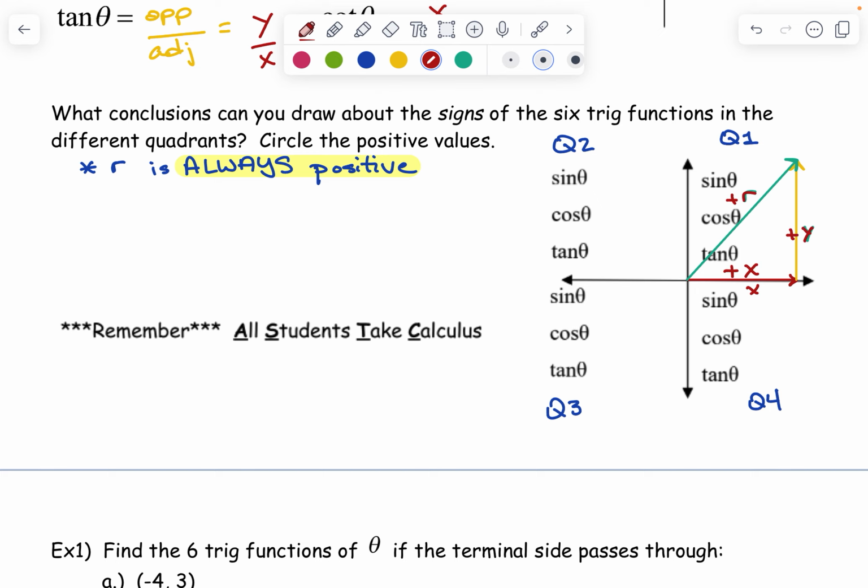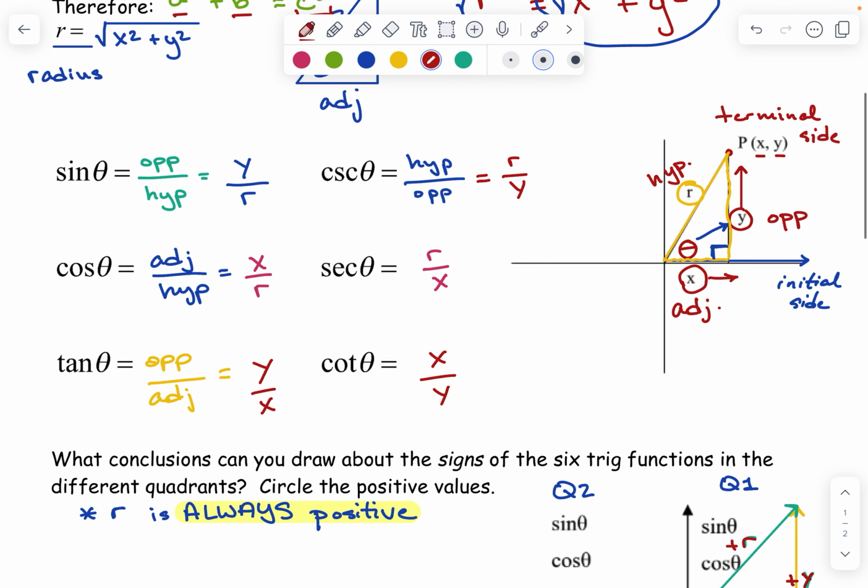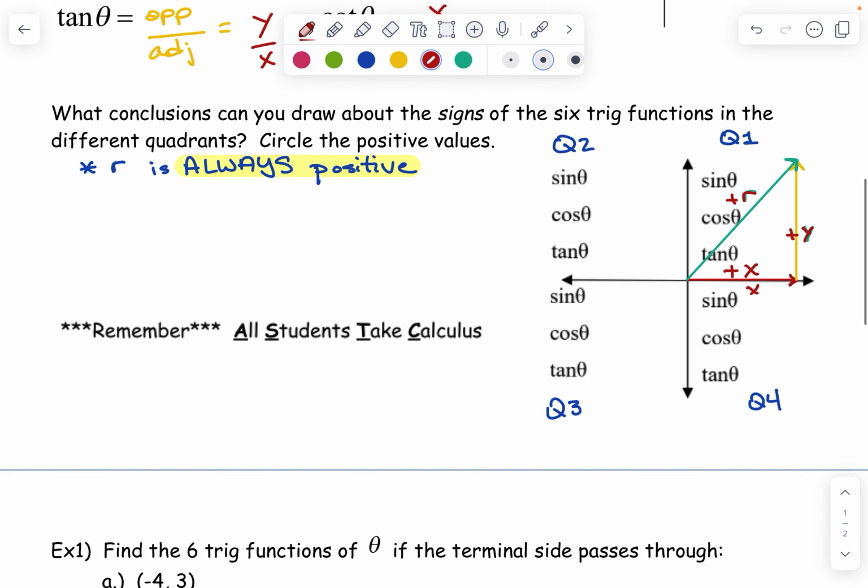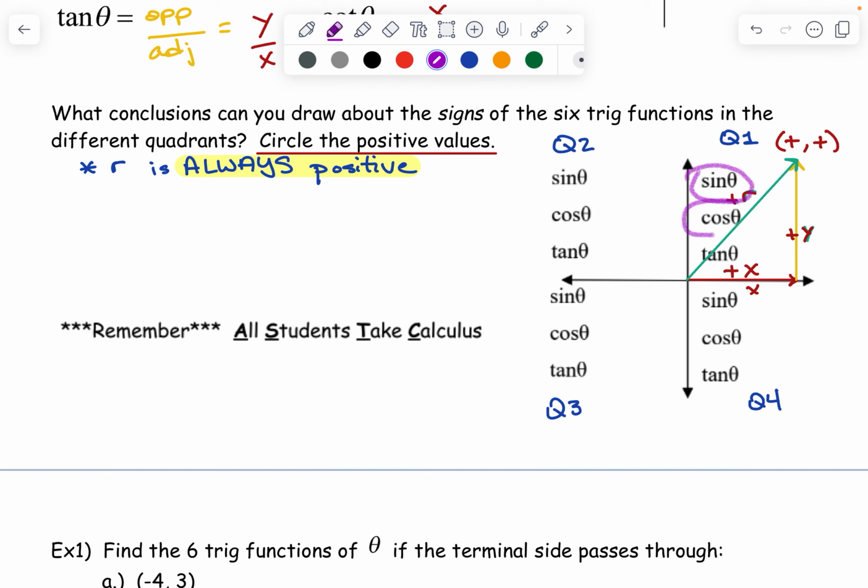If everything's positive, going back up to my fractions right here, my y/r, my x/r, my y/x, every single one of those will be positive. That makes sense because in Q1, our x is positive, our y is positive, and the instructions here say circle the positive values. So I'm going to switch to this crayon so it's a little less bold. Every single one of these can be positive here.